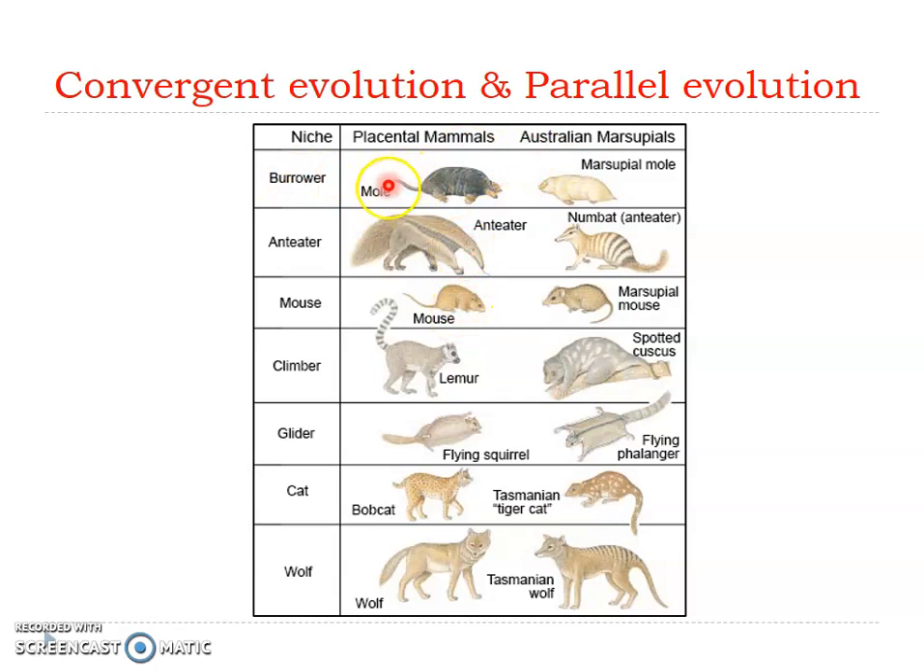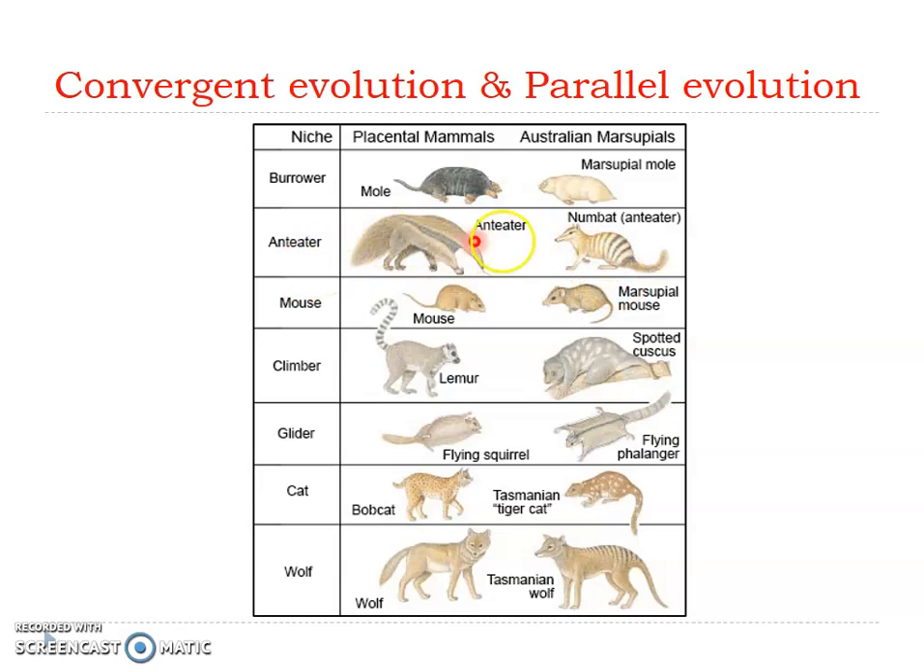For example, burrowing is a type of habitat where moles and marsupial moles are found. So they show similarity due to the kind of habitat they live in, due to the kind of adaptation they have to develop for their burrowing habit. But one is a placental mammal, another is a marsupial. So their evolution proceeded independently but in parallel lines due to their adaptations to similar ways of life. So for each kind of habitat or habit, two different groups of organisms have developed similar kinds of adaptations.